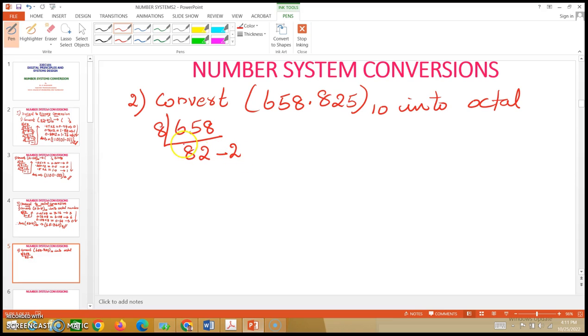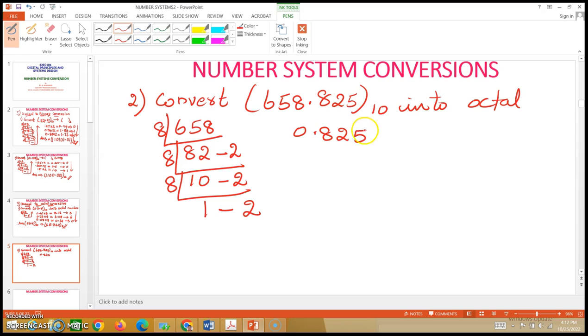So 2 is the remainder. Then 8 tens, 2 is the remainder. So then 8 ones, 2 is the remainder. Now consider the decimal part, 0.825 into 8.